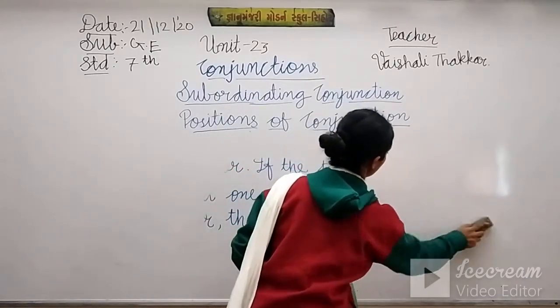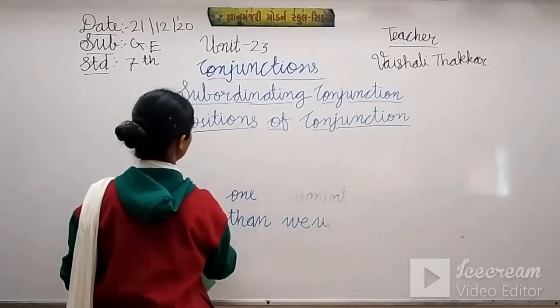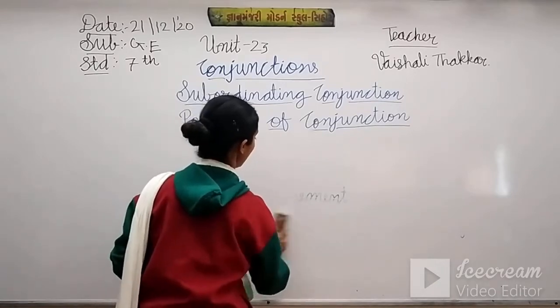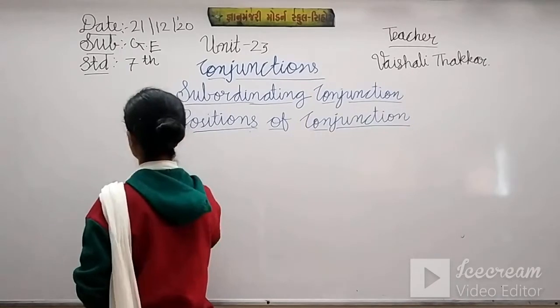The first point of this topic is we use subordinating conjunction when one sentence depends on the other sentence.